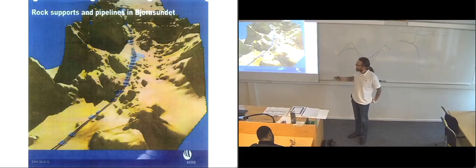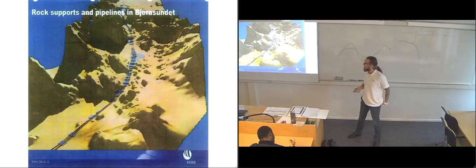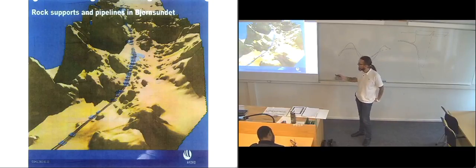And here we can see a lot of the rock supports they used in Bjørnsundet. You can see all of these blue lines that are crossing it. So there's quite a lot put in here.